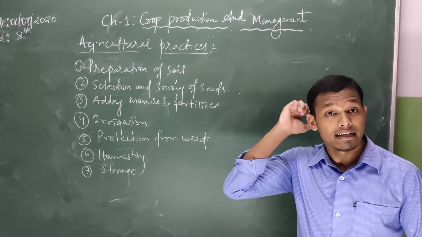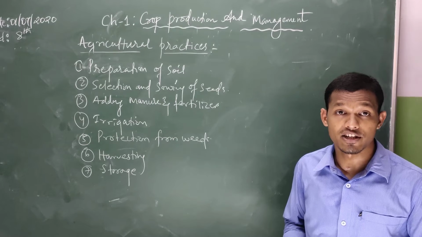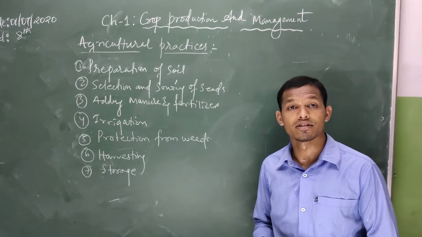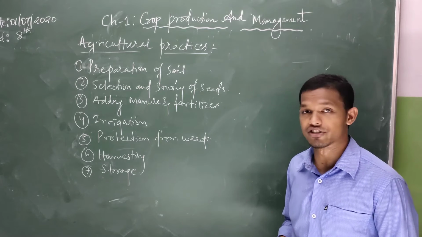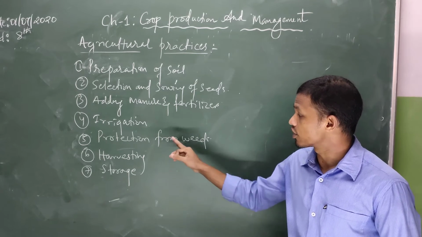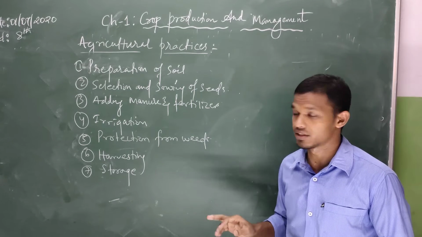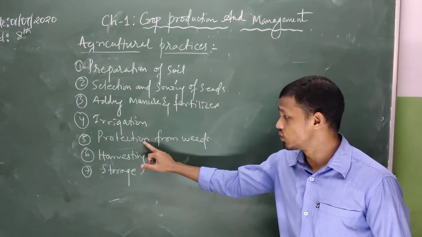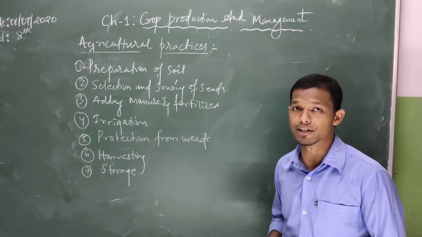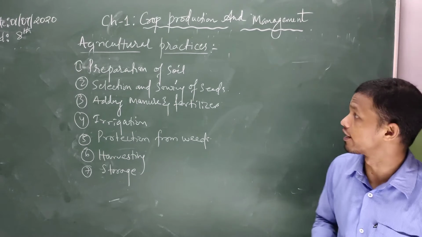Today's class will learn about agriculture practices, the first chapter, crop protection and management. In previous videos, Sir has already taught about irrigation. Today's class will learn about protection from weeds and harvesting and storage. We'll discuss these two topics today, the fifth and sixth points, that is protection from weeds and harvesting. Everything is going fine, right?